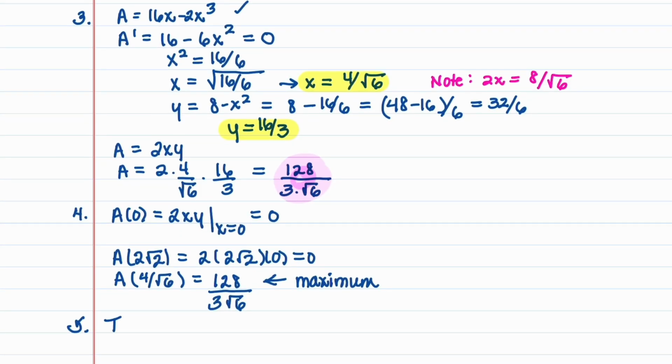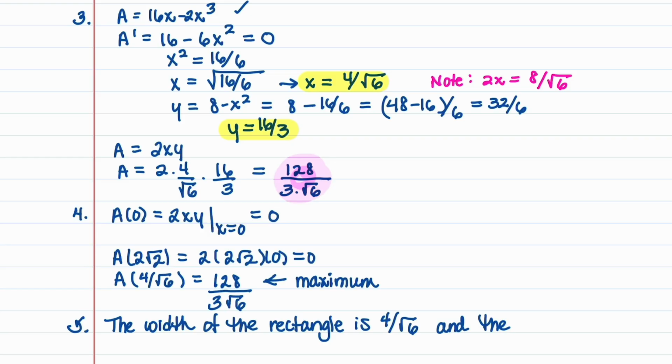We can say that the width of the rectangle is 4 divided by root 6, and the height is 16 divided by 3. And there's our final answer.